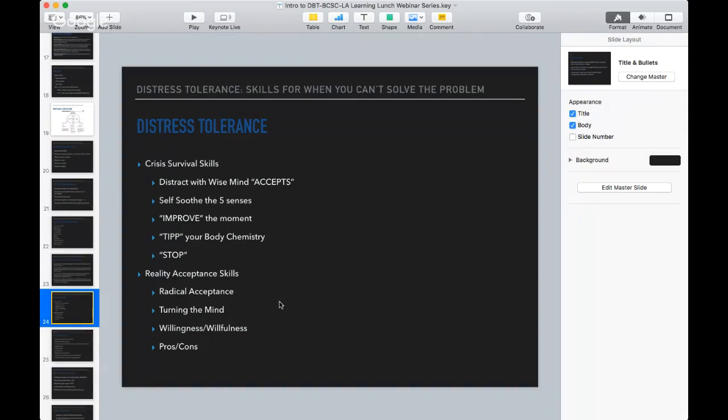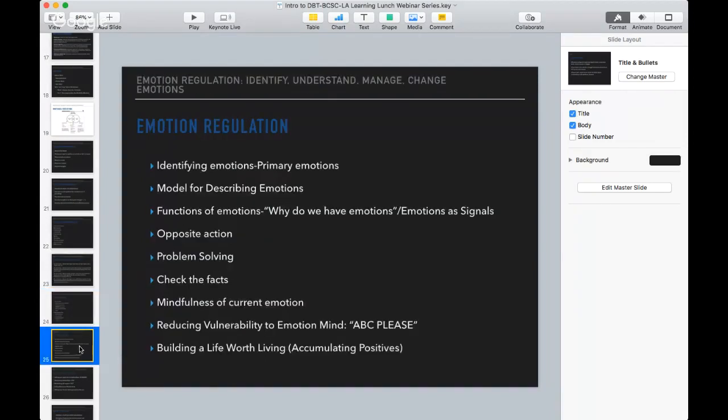So these are distress tolerance skills. Emotion regulation skills are a whole set of skills that help you identify, understand, manage, and sometimes change emotion. We work on helping clients even be able to identify emotions, right? Describing, really putting a name to what an emotion is.